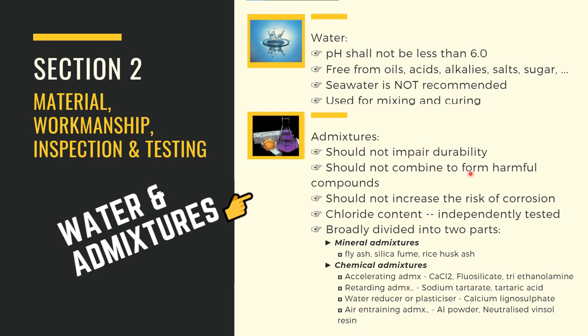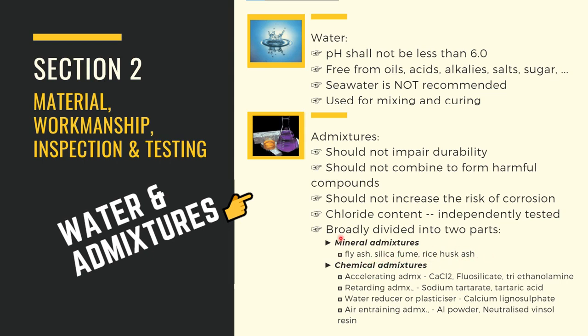Admixtures should not combine to form harmful compounds. If at all the admixture has some chemical reactions with the concrete or with the cement, it should not produce harmful compounds, for example, sulfate attack or any other harmful compounds which can induce corrosion or any cracks. Next one is it should not increase the risk of corrosion, because any chloride content in an admixture will induce corrosion. So chloride content has to be independently tested to avoid this risk of corrosion. Now the admixtures can be divided broadly into mineral admixtures and chemical admixtures. Mineral admixtures, the examples are fly ash, silica fume, rice husk ash.